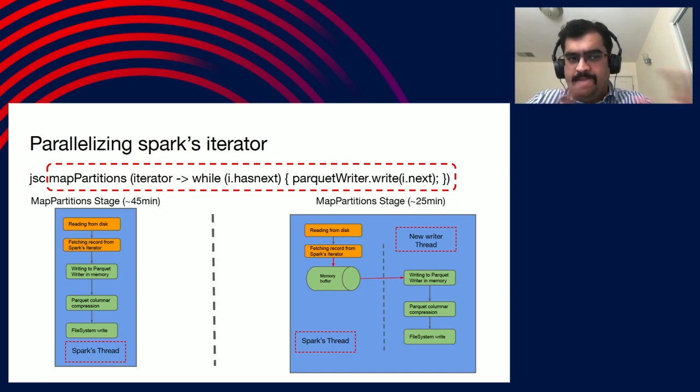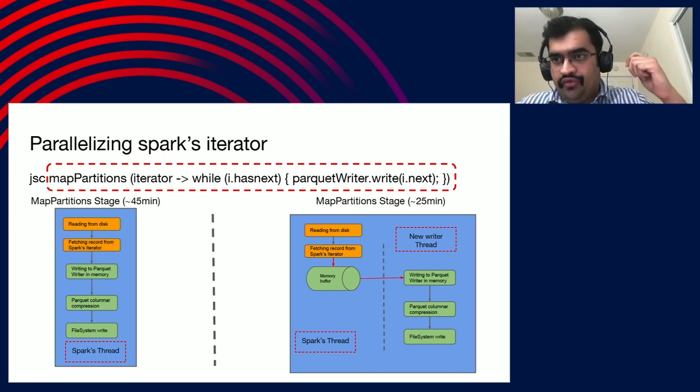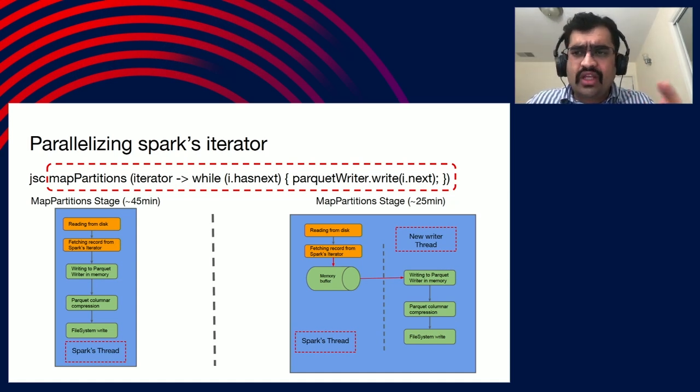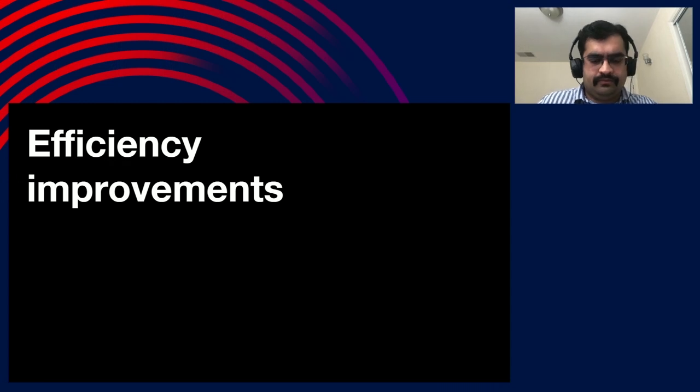So what we did is we split the responsibilities. We let the Spark thread read from disk and populate an internal shared memory buffer. And we spawned a new thread which reads from this shared buffer and does the Parquet write operation. The advantage is that since we now have 2 threads sharing a buffer, we can read very fast from Spark and also finish this whole operation quite fast. We were able to reduce the runtime from 45 to 25 minutes by just doing this optimization. So if you have a use case like this, please think about this.